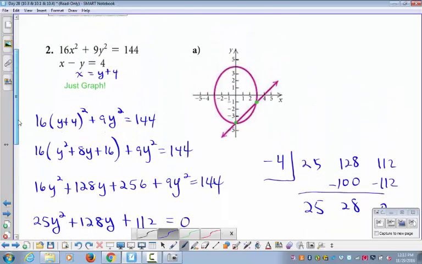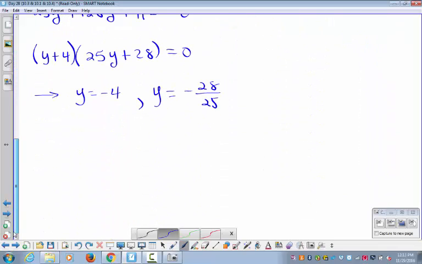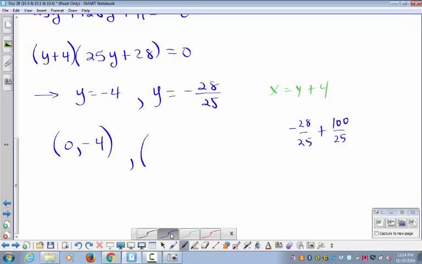So what do we have here? x is equal to y plus 4. So we get (0, -4). Nice. And then over here, if we plug that in, we get -28/25 plus 100/25, so we get 72/25, comma -28/25. Okay, so those are the two solutions. Those are the two ordered pairs where they intersect.